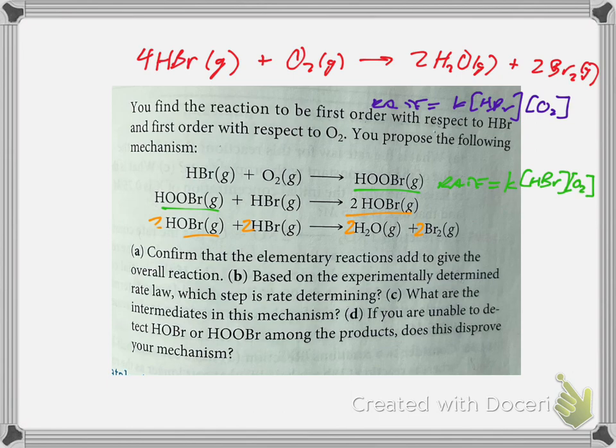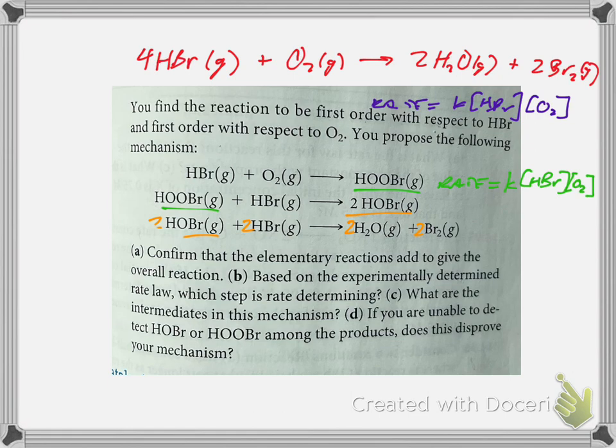And then it asks, right, based on the experimentally determined rate law, which step is rate determining? Well, the way I know this is they told me that I find the reaction to be first order with respect to HBr and first order with respect to O2 in the question. So they told me the overall rate law is k[HBr][O2]. Well, the first step has the same rate law. The rate law of the first step is k[HBr][O2] as well.